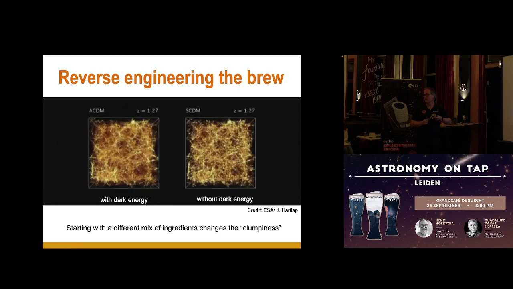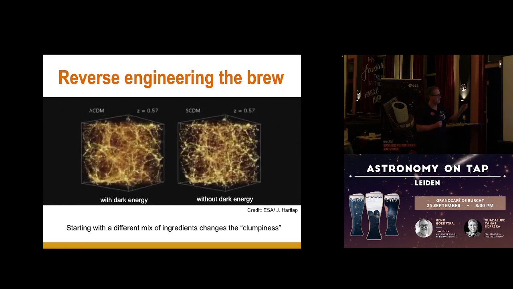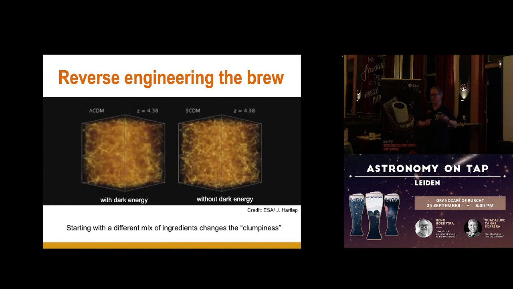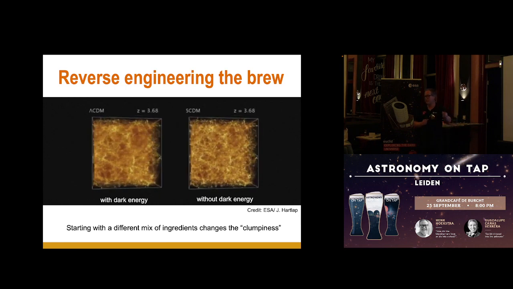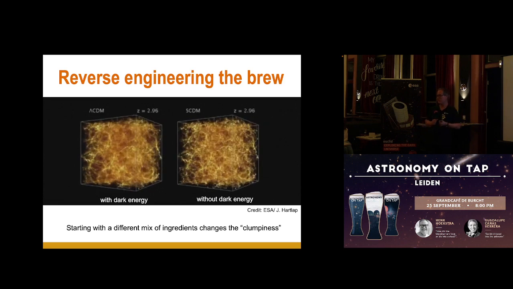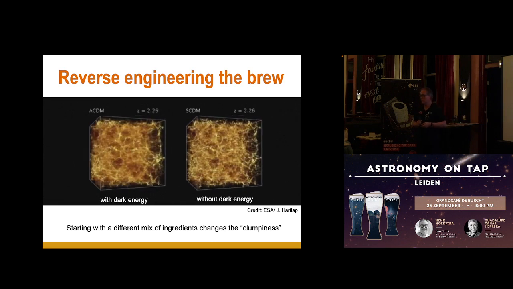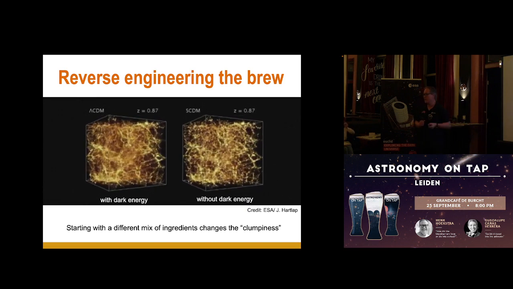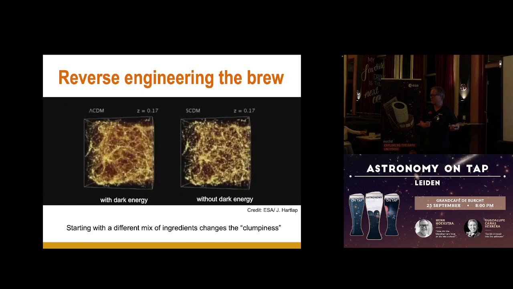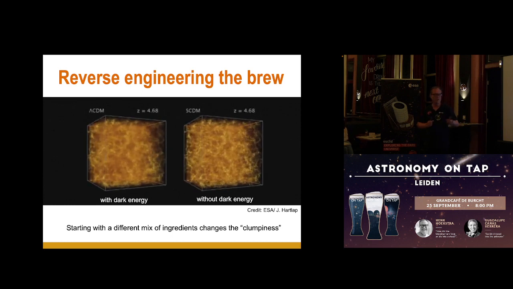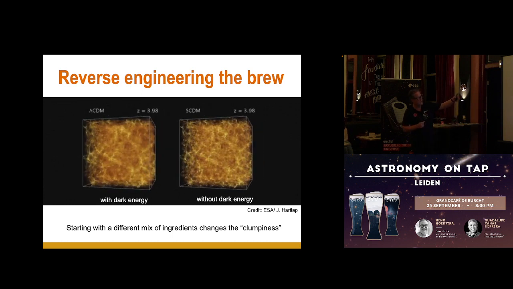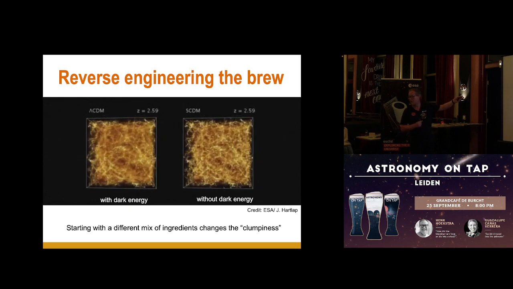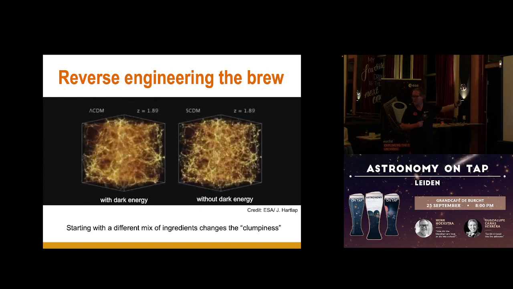So we can, and Mathieu Schaller is here, he does this for a living, he basically simulates universes in a computer. You put a universe in a box, and you keep changing all the possible input parameters. You change the mix of ingredients, and every time you change the amount of dark matter, dark energy, or any of these other parameters, you end up with a different universe. What you see here is two different universes, one with dark energy, one without. They start very similar, but over time they become more and more different.